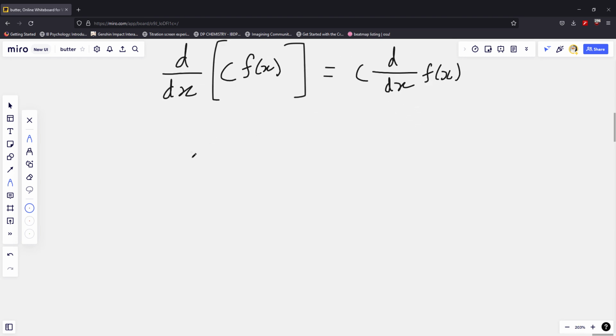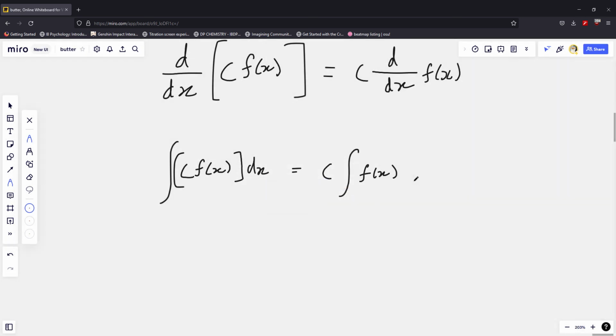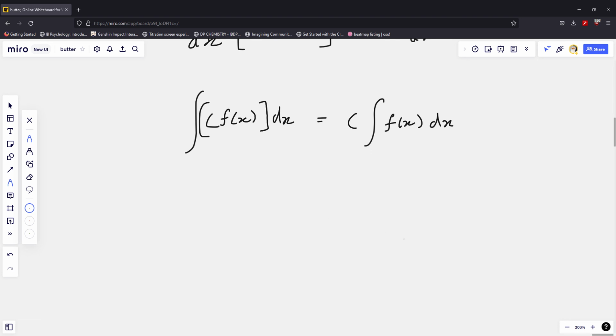And the same applies for integrals. So we have the integral of c f of x dx. You're allowed to take the c out, and you just take the integral of f of x. Oh my gosh, we are not having a good day today. Okay, here we are. This is a simple enough concept that I'm not going to give you a practice problem. Just remember that if you have a constant times a function, you can always just take the constant out of the integral. It's the same idea as the derivative.